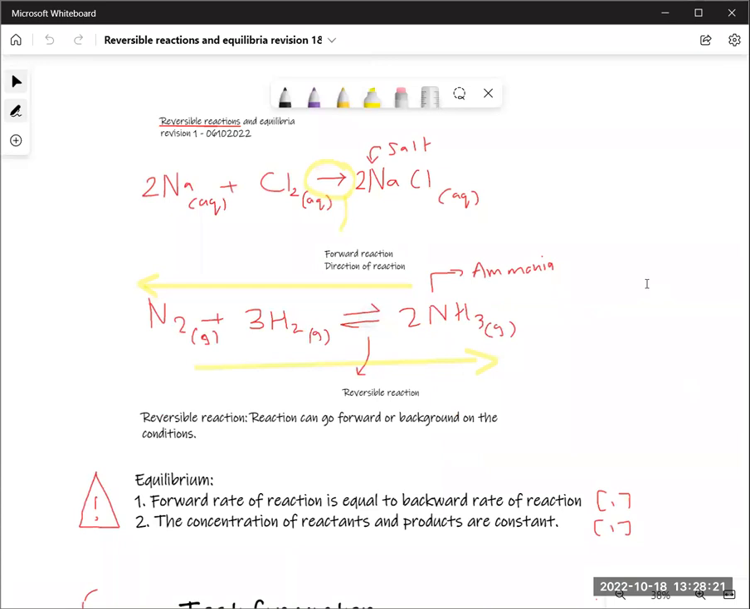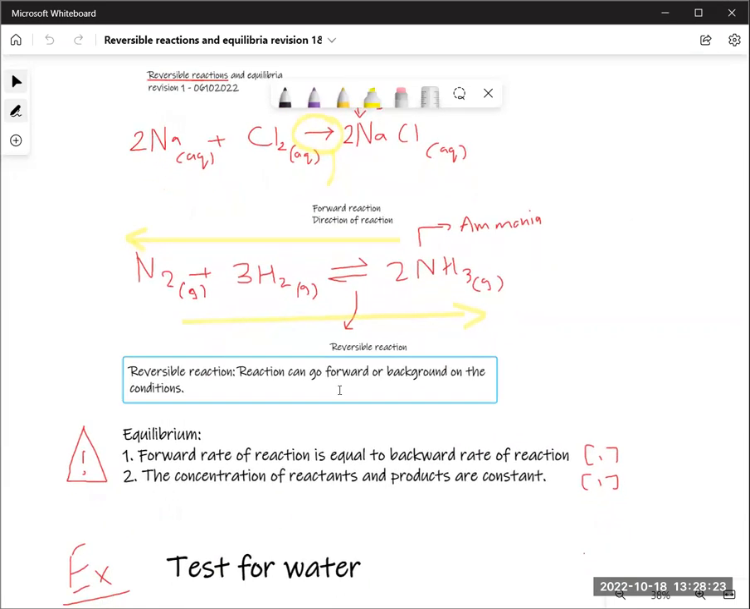So we looked at reversible reactions first. Reactions which can go backward or forwards, based on the conditions.